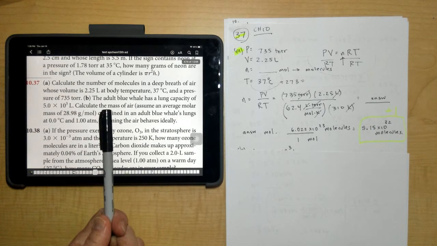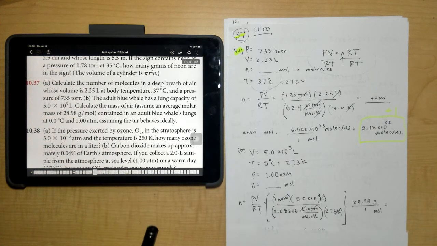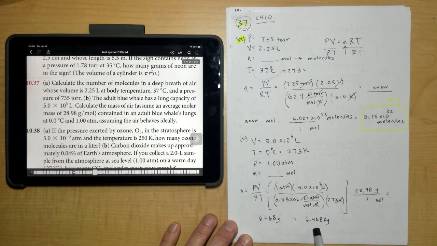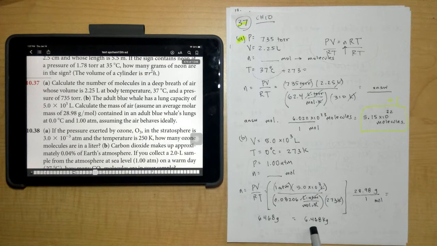Letter B asks for the same type of thing in an adult blue whale, and this one ends up asking you for mass. So you have to convert to moles, and then convert from moles to grams, and that ends up being about 6.4 kilograms. That one is not worth a point.